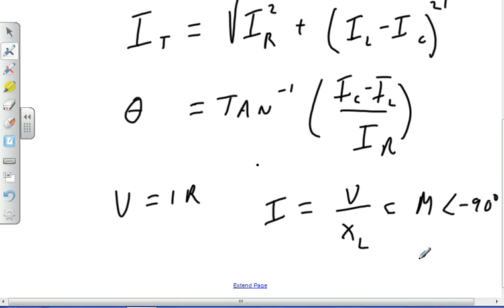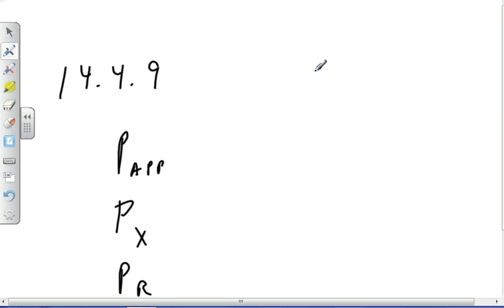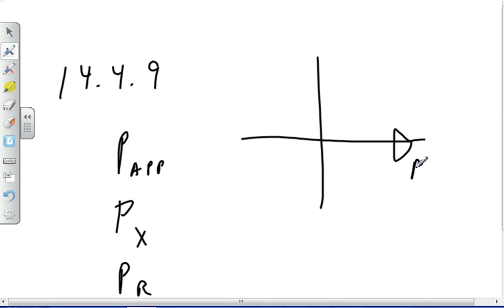We still have power considerations. I guess we better talk about that. 14.4.9. So we have power that's apparent. We have power that's reactive. We have power that's real. Okay, so my real power is going to be on the x-axis. That doesn't look like a P though, does it?